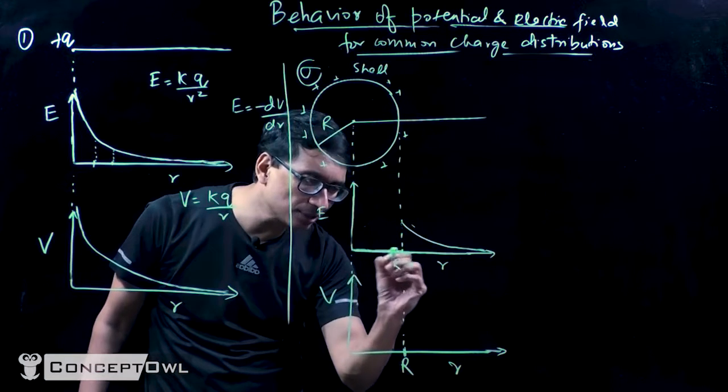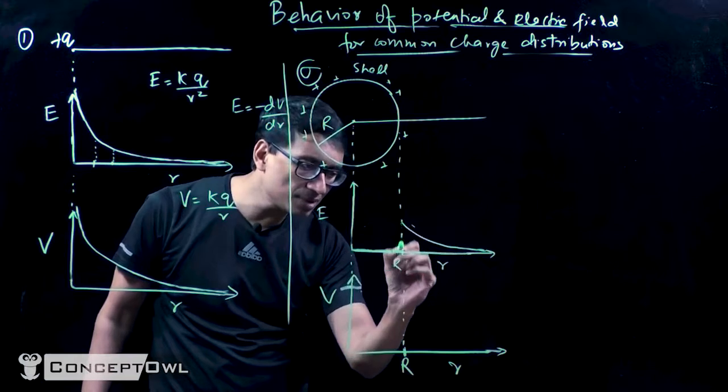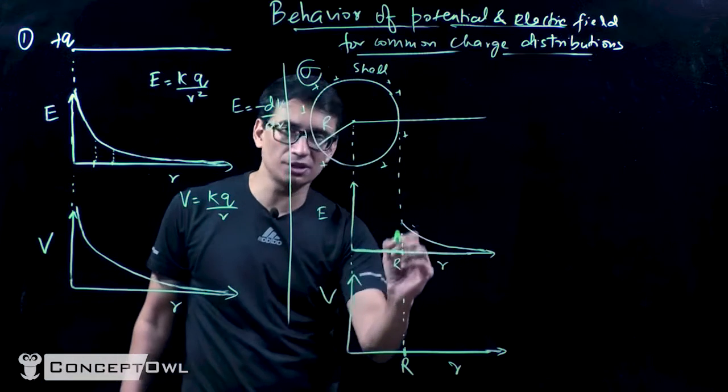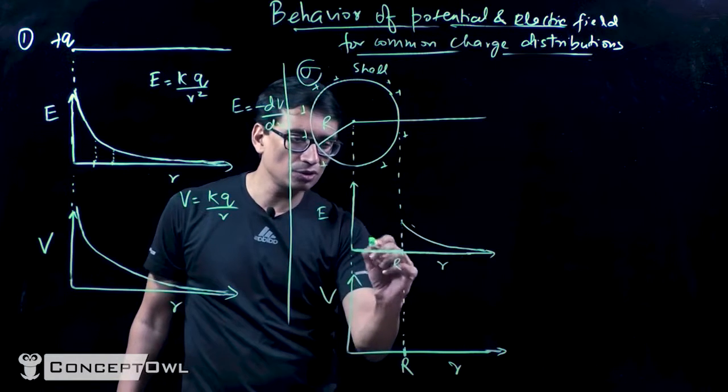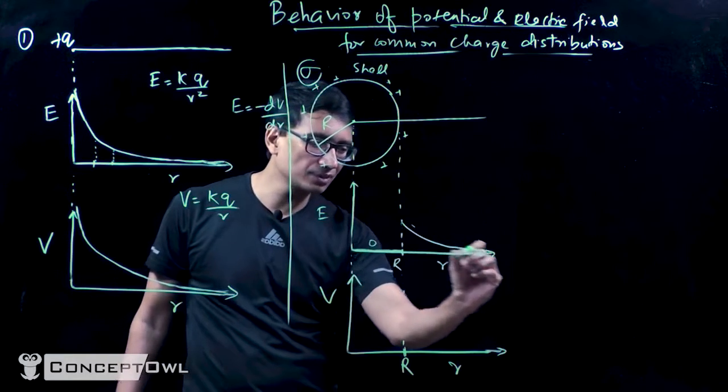This is going to be my electric field. So it goes up, and there is a discontinuity here. There's a discontinuity in the graph here. So here it is 0, and here it is some value, and then it goes down.